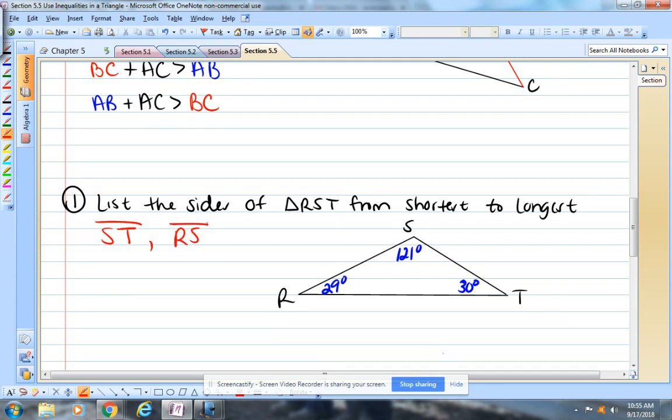And my largest angle is what? Angle S is 121 degrees. It's my largest. What side is it across from? RT. Does that make sense, y'all? Does that make sense, putting those in order from least to greatest like that? Smallest angle across from the smallest, biggest the biggest, middle from the middle.